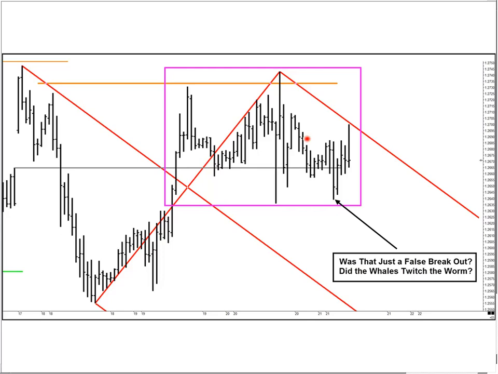So let's pay attention. If you don't like the sale, and most people wouldn't, we're still within the range. Was this just a false breakout? Did the whales twitch the worm to get you to sell? Or is this headed higher? Is this median line just baloney? That's what we need to know.